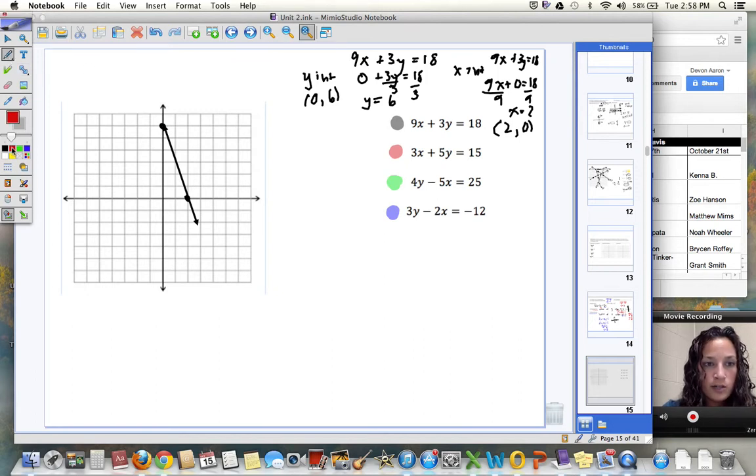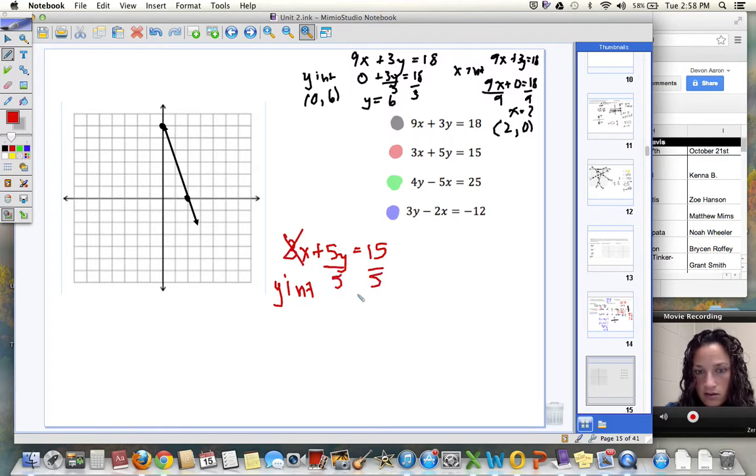So now I'm going to go to my next one. I'm going to use red. I'm going to write this over here. 3x plus 5y equals 15. If I want to find my y-intercept, I'm going to set my x to 0. So this is going to completely cancel out. I can divide by 5. And I'm going to have my y equal to 3. So I'm going to go 0, 1, 2, 3.